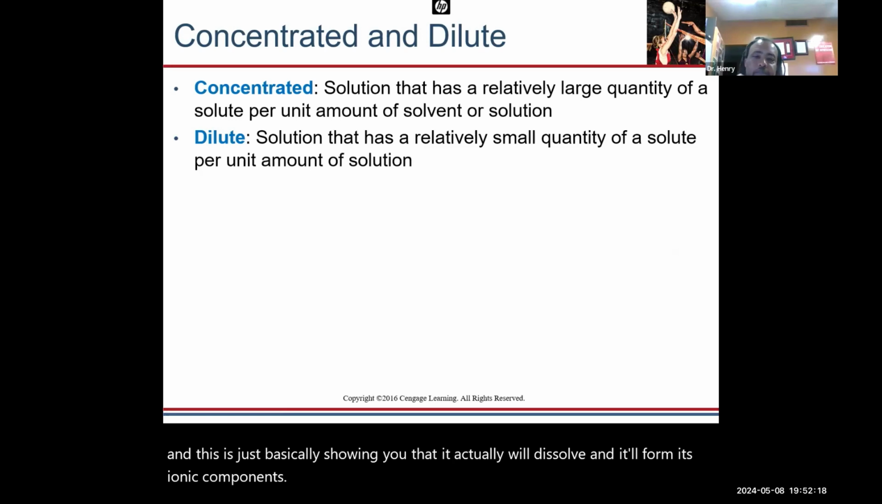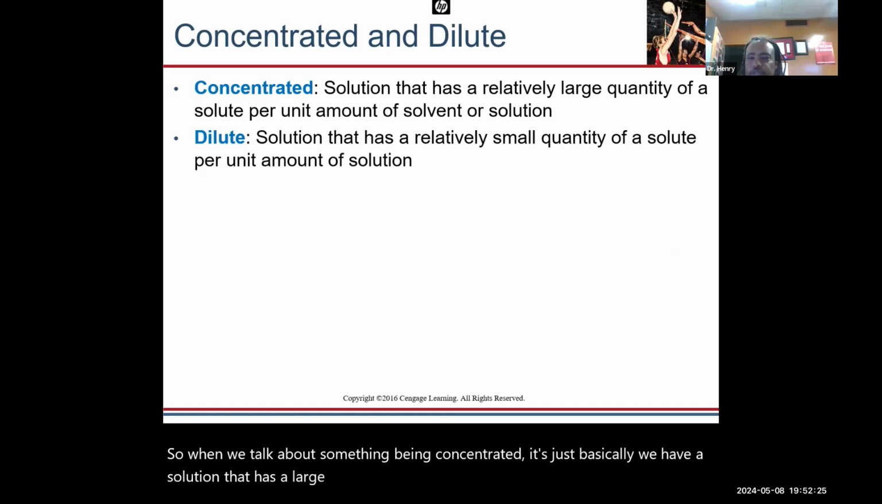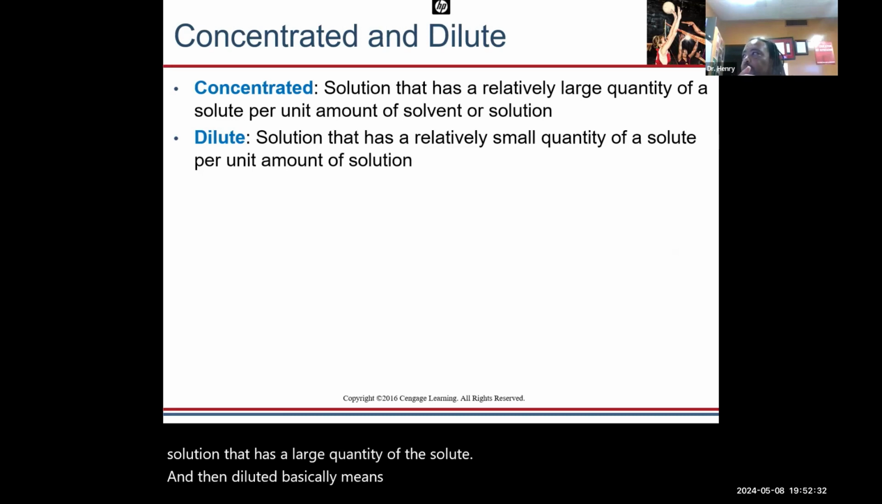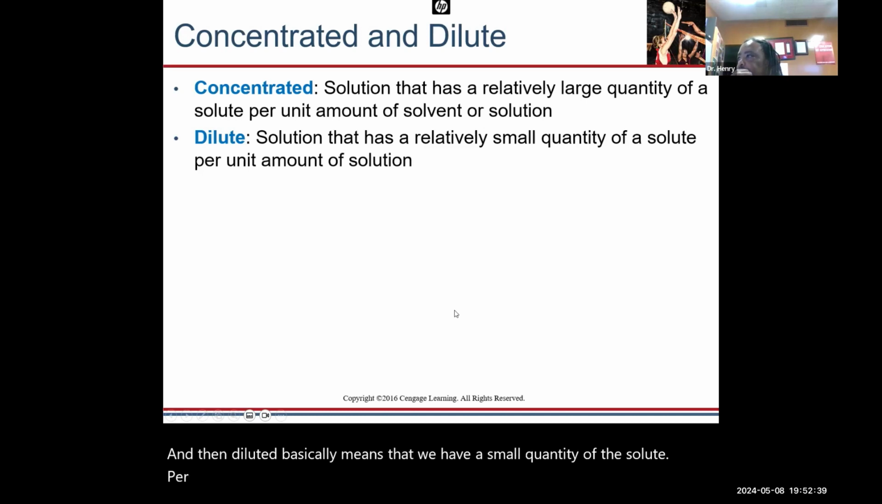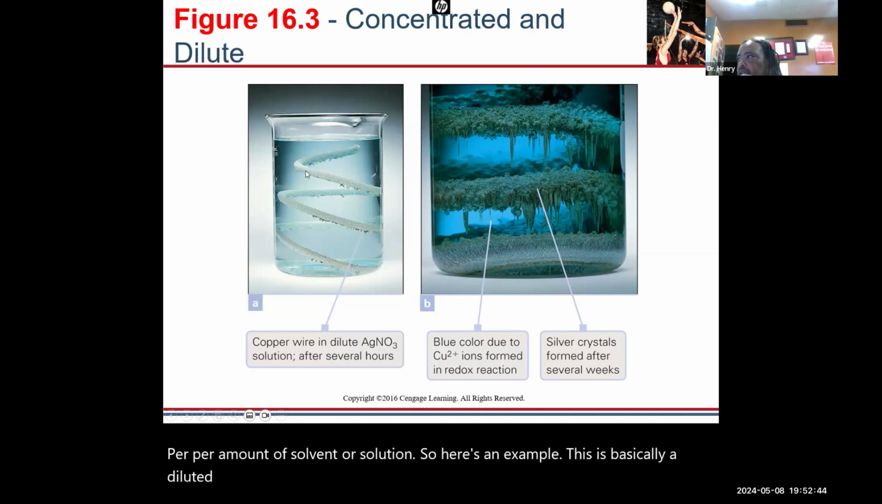So when we talk about something being concentrated, it's just basically we have a solution that has a large quantity of the solute. And then diluted basically means that we have a small quantity of the solute per amount of solvent or solution. So here's an example. This is basically a diluted solution, right? And so in this diluted solution, this here is the copper wire, and then we have silver nitrate.